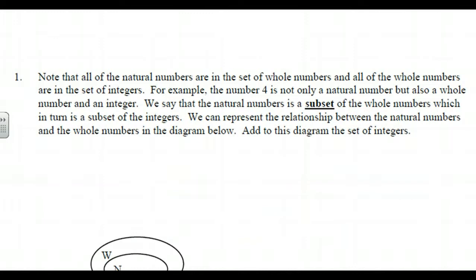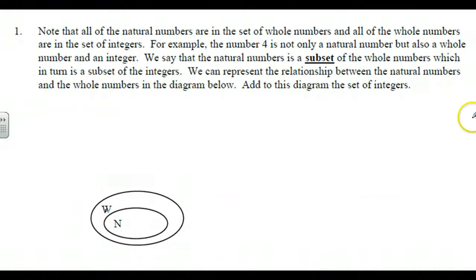Next. Note that all of the natural numbers are in the set of whole numbers, and all of the whole numbers are in the set of integers. For example, the number 4 is not only a natural number, but also a whole number and an integer. We say that the natural numbers is a subset of the whole numbers. That actually in mathematics looks like this. Natural numbers is a subset of the whole numbers. You don't have to know this notation, okay, but you may see it in your mathematical travels, which in turn is a subset of the integers. The whole numbers are a subset of the integers.